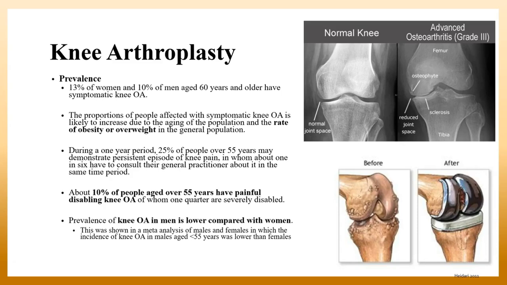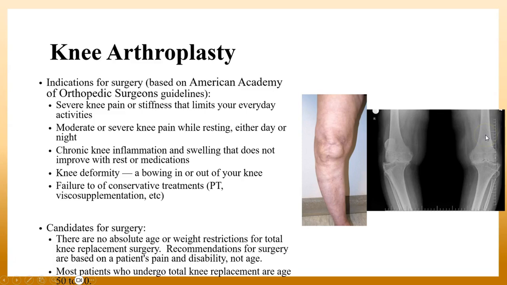This has some schematics on the right of what it might look like to have a normal knee with good joint line and joint space, as well as advanced osteoarthritis, where we're seeing a decrease in joint space, meaning the meniscus is wearing away. There's no padding in there. And this is before and after a knee replacement.